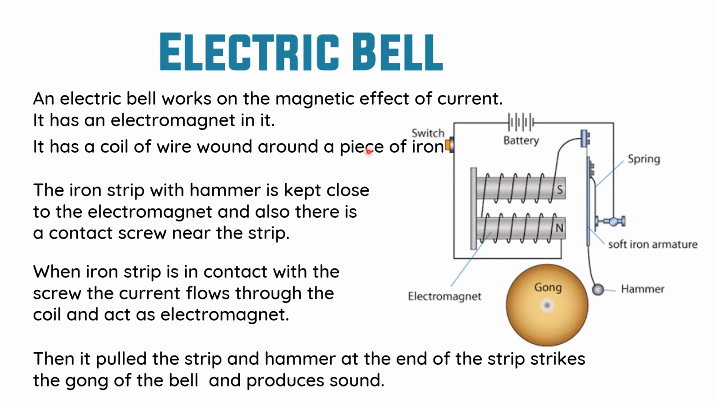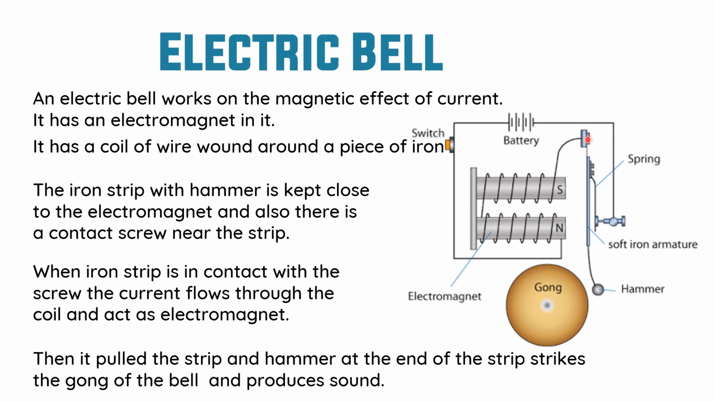Okay, so we will see the picture first. Here this is the electromagnet. One iron piece is there, and insulated wire is wrapped around it. So this acts as an electromagnet, and this electromagnet is connected to one battery through a switch. A switch is there and one battery. That battery is the source of electricity.